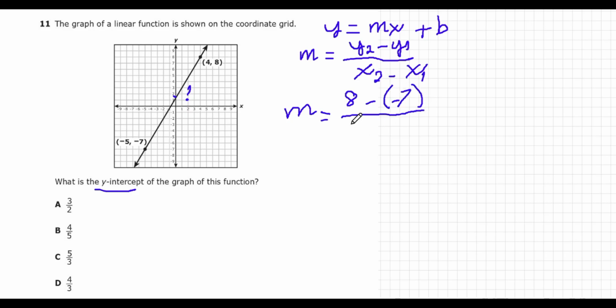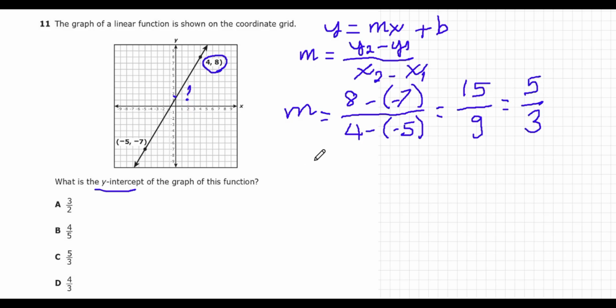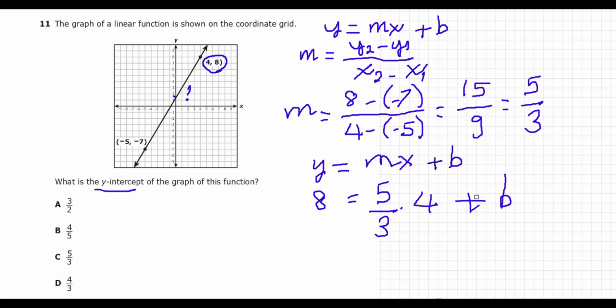m equals 8 minus -7 over 4 minus -5, equals 15 over 9, which is equal to 5 over 3. Substitute x and y of point (4, 8) into the equation y equals mx plus b to find the value of b. b equals 4 over 3. Therefore, D is the correct answer.